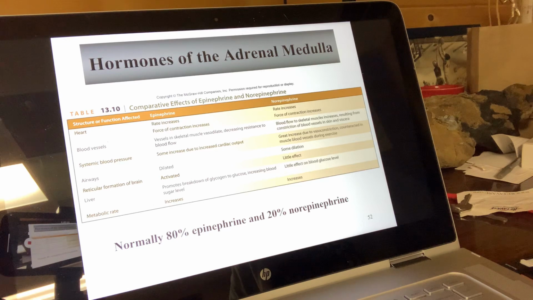The reticular activating system of the brain is that part of the brain associated with wakefulness and sleepiness. Epinephrine activates that. Norepinephrine has little effect.